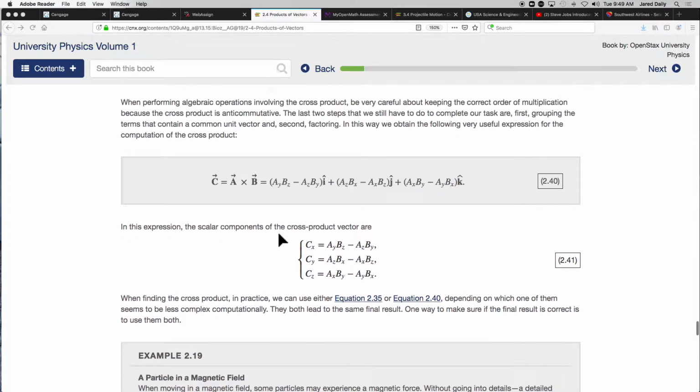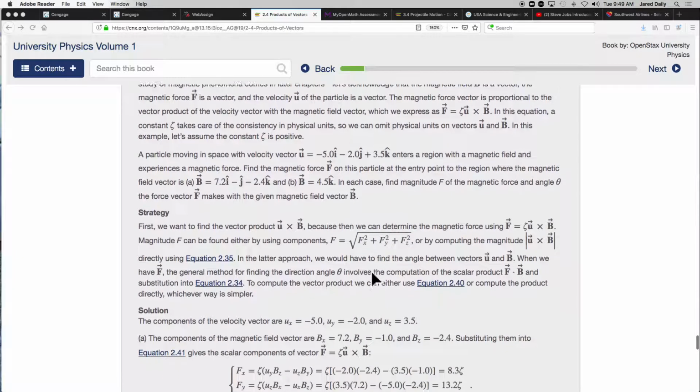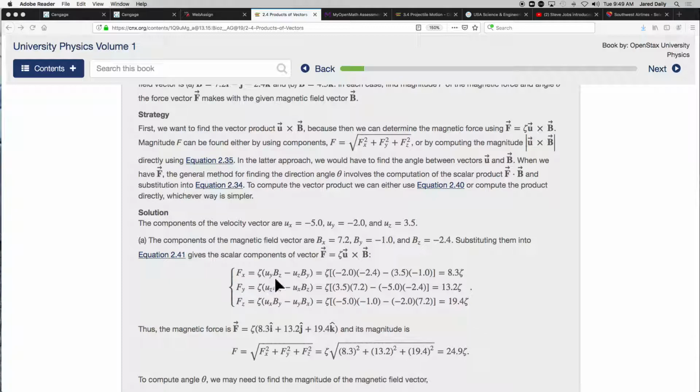So we go back to our cross product components. The x component is going to be AyBz, or in this case, UyBz minus UzBy, and that will give us the first component of our vector. And they're going to do that right here. And it turns out that the components of the answer, which is the force, this is called the Lorentz force, are 8.3 times Xi, and then they do it for the y, 3.2 times Xi and 19.4 times Xi.